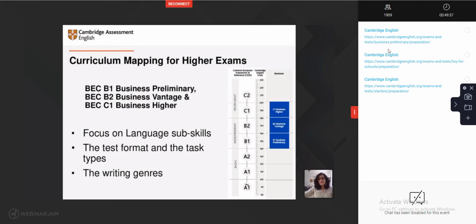Then again, the same drill where you familiarize yourself with the test format and the task type, right? And I will say you need to focus especially on the writing genres, because exams like the ones you see over here, the business English exams, and exams like PET, the preliminary English test, the key English test, KET, PET, Cambridge English exams are better known by their acronyms.